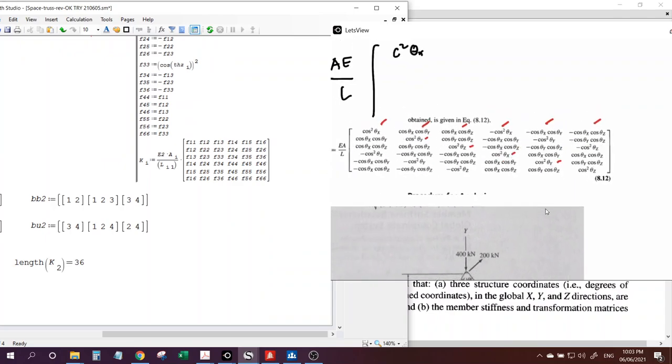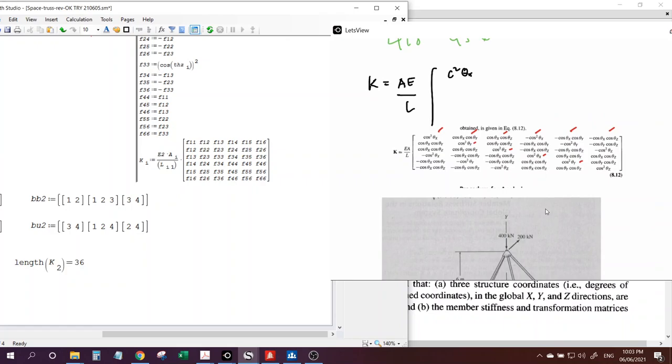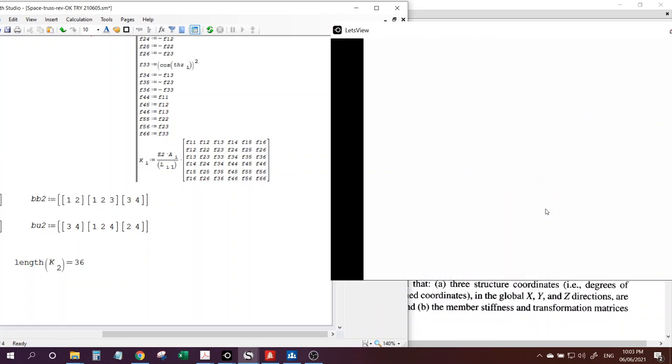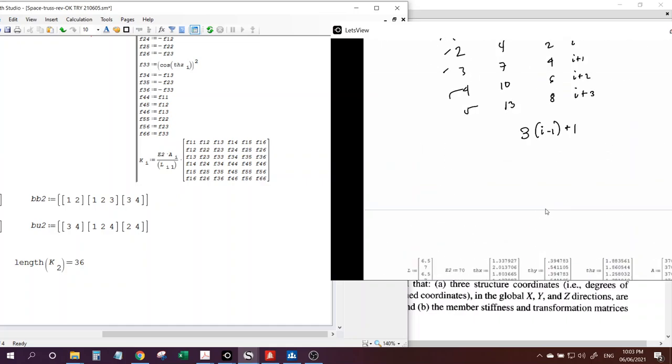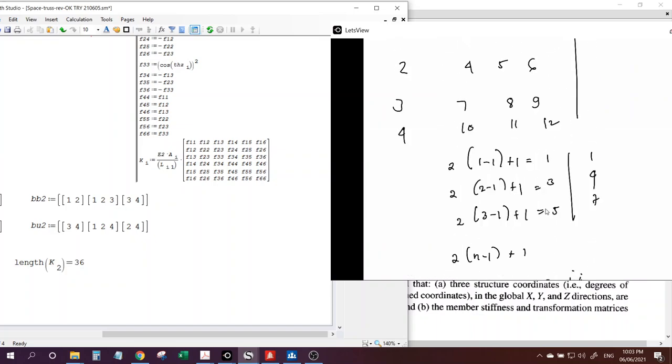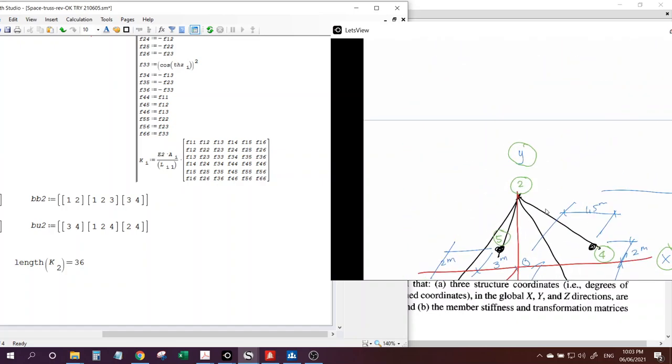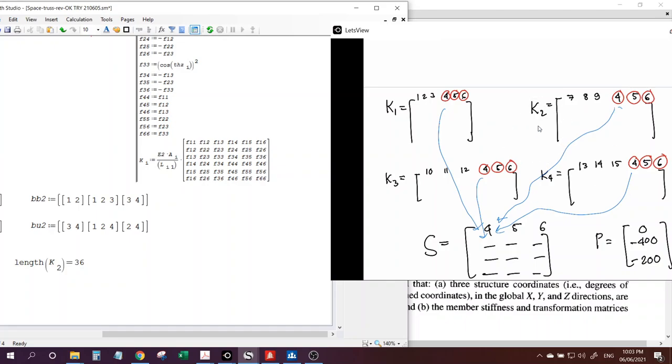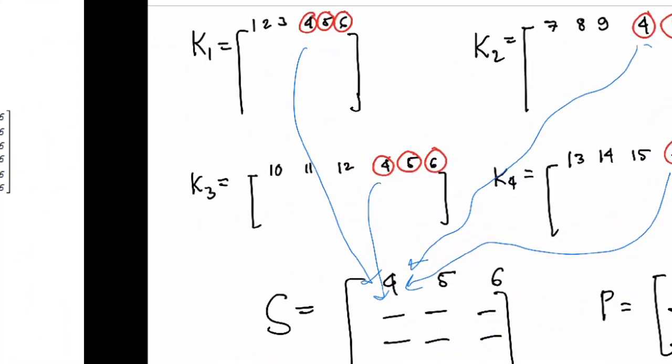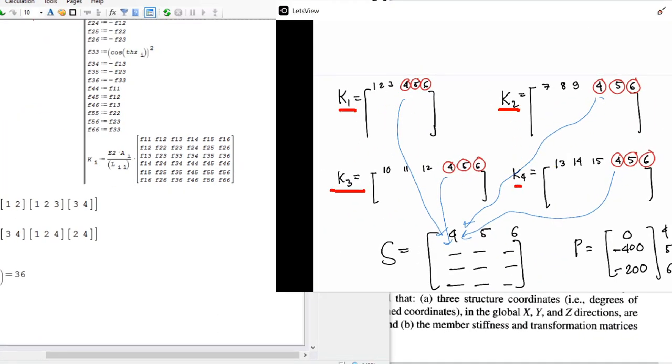Next is our implementation of local stiffness matrix. So this is our local stiffness matrix, I mean global stiffness matrix for each element, no? So if you notice, since I assigned node 1, this is 3D truss. This is our node 1.